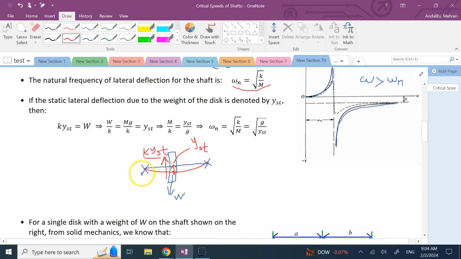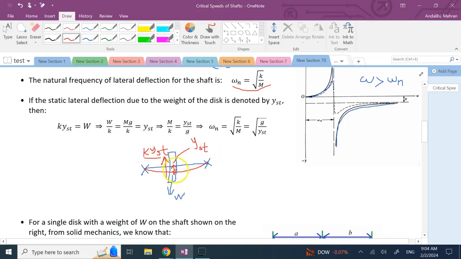And for that, we look at a static scenario right now where the shaft is not spinning and the disk is on it, and the disk applies the load W, and the K, the spring constant we talked about, is multiplied by y of statics.